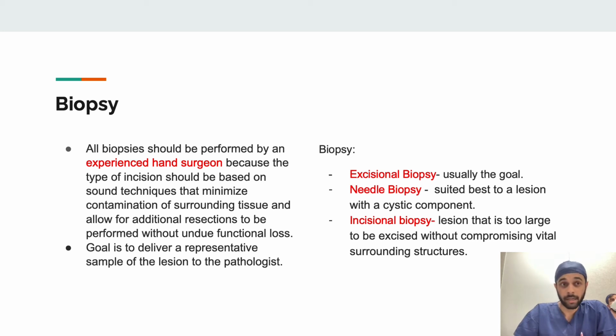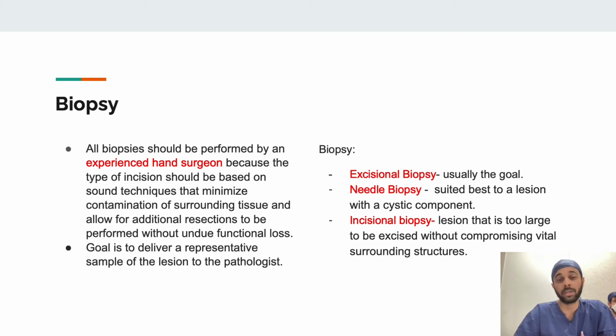This is usually done by an experienced hand surgeon, because the type of incision should be based on sound technique that minimizes the contamination of the surrounding tissues and then allows for additional resections if we have to do it. Our major goal in doing a biopsy would be providing a representative sample to the pathologist, so that they have a good amount of tissue to evaluate it better.